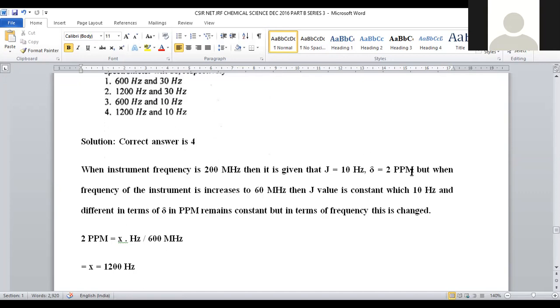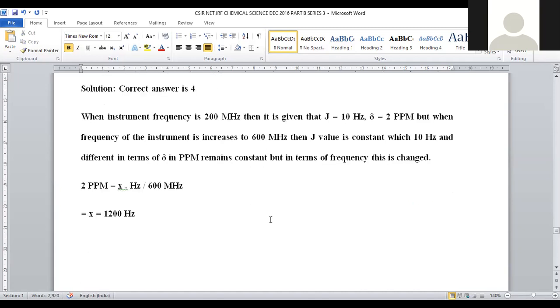The delta value is provided as 2 ppm, but when the frequency of the instrument is increased from 200 to 600 megahertz, the J value remains constant because the coupling constant does not vary. So the J value, initially 10 hertz, will remain 10 hertz only. The only thing we have to predict is the separation between the lines. For that purpose, we have the formula delta is equal to X, the separation between the lines, divided by the instrument frequency.